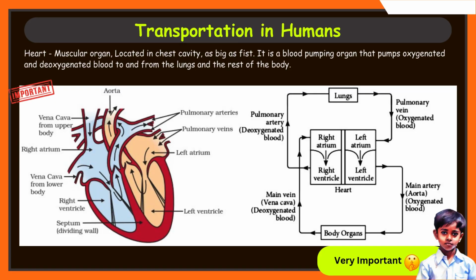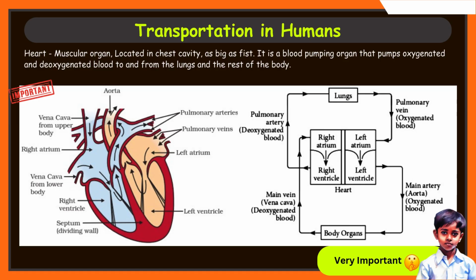The human body relies on two highly specialized and interconnected systems for transportation: the circulatory system and the lymphatic system. These systems work in harmony to maintain the body's internal environment and support all vital functions. The circulatory system forms an extensive network that delivers essential substances throughout the body.